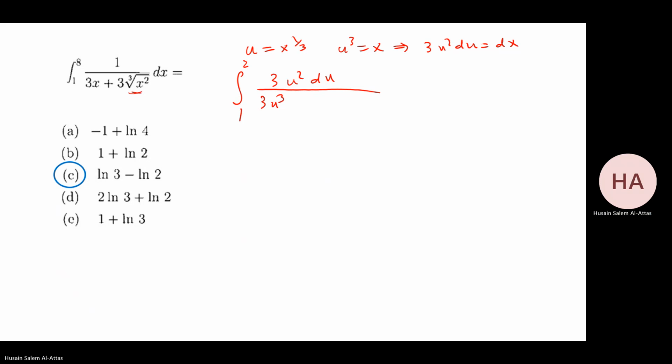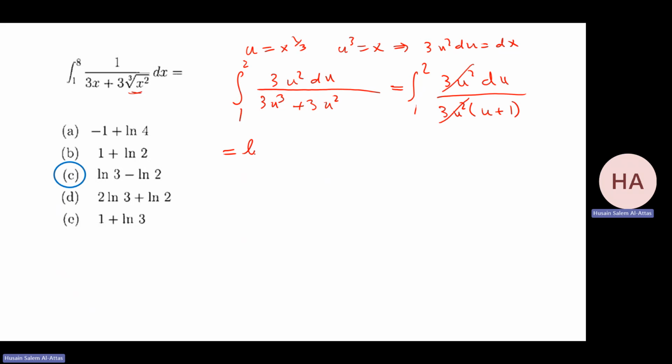This one is what? I have x is u cubed. U cubed will cancel with the cube root. Then I have u squared plus u squared plus 3u squared. Very clear. I have 3u squared also here, and I have u plus 1 remaining. This is cancelled, done. Then u plus 1 from 1 to 2. That will be what? Then 3 minus 2. What is this?